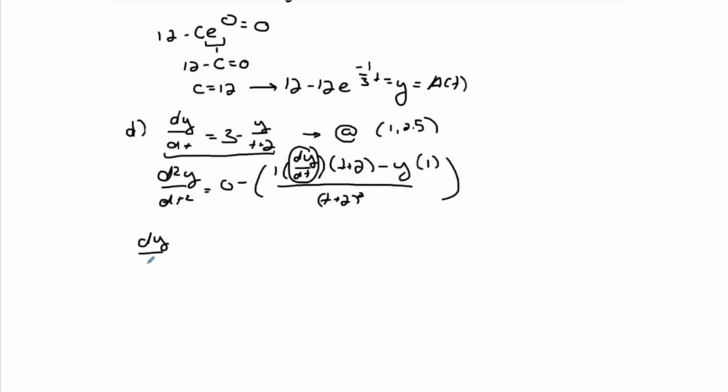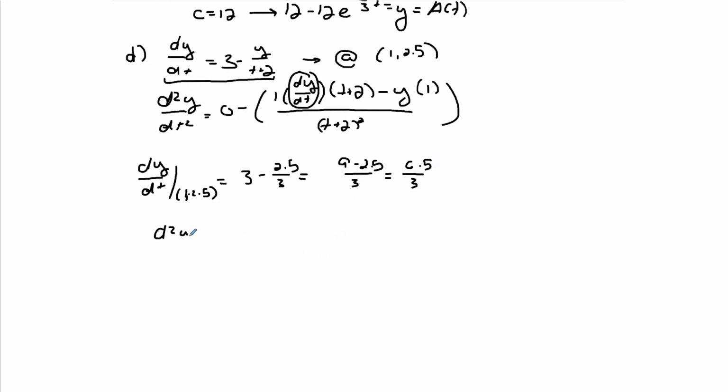So dy/dt evaluated at (1, 2.5) would equal (3 minus 2.5) over 3, which looks like it's going to be (9 minus 2.5) over 3, which would then equal 6.5 over 3, right? So let's now plug that in.